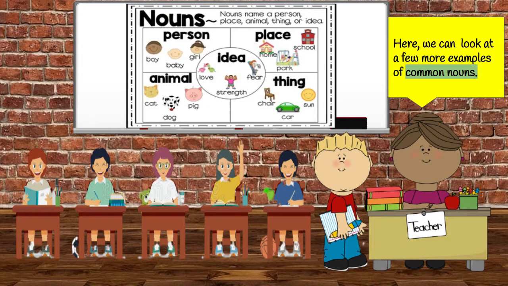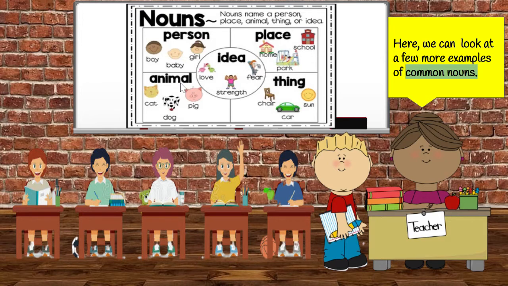Here we can look at a few more examples of common nouns. Nouns name a person, place, animal, thing, or idea. An example of a person can be a boy, a baby, a girl. An example of a place can be home, school, park. An example of animal can be cat, dog, pig. An example of idea can be love, fear, strength. An example of thing can be chair, sun, car.